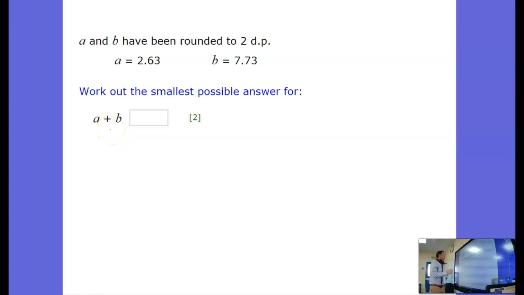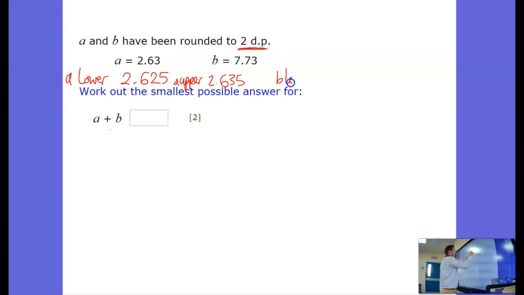So let's start off. We've got these 2 values that have been rounded to 2 decimal places. So we're going to need the upper and the lower bounds. The lower for A is going to be 2.625, and the upper is going to be 2.635. Then for B, the lower is 7.725, and the B upper is 7.735.